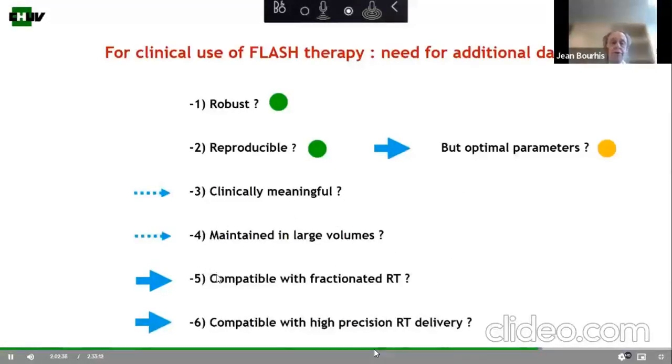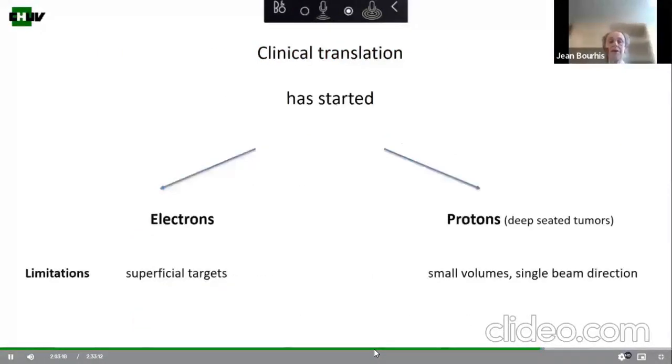The other question, absolutely key, is the compatibility of flash with fractionated radiotherapy. And whether we are going to gain, I don't know, 10% each fraction or not, we don't know. And finally, how compatible is flash with high precision radiation therapy delivery? And here we are more in a technical problem where we need really to have flash plus high precision radiation therapy. And it's very difficult to achieve technically.